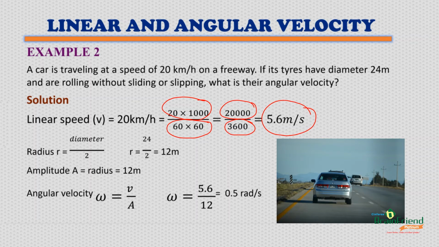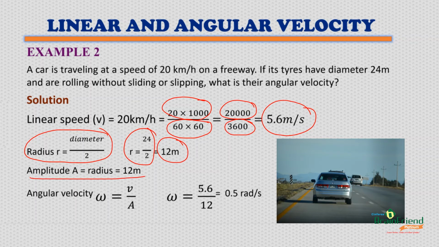Another parameter that is given is diameter. And we know that diameter divided by 2 gives us our radius. That means 2 times radius gives us the diameter. So radius is equal to diameter over 2. Our diameter is 24 meters. Therefore, r is equal to 24 over 2, which is equal to 12 meters. Now recall that amplitude A is equal to the radius r and is also equal to 12 meters.